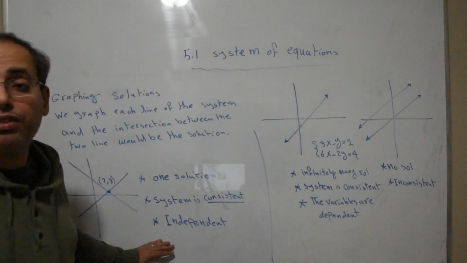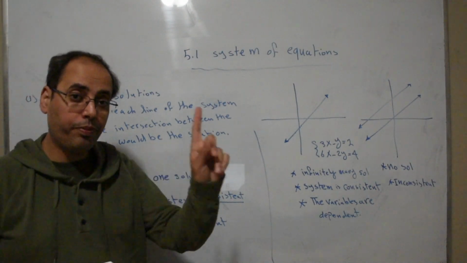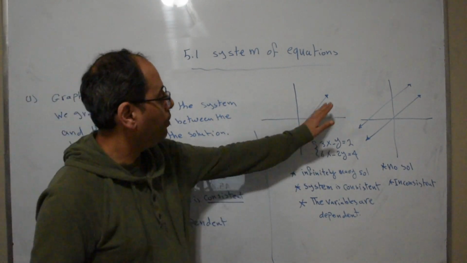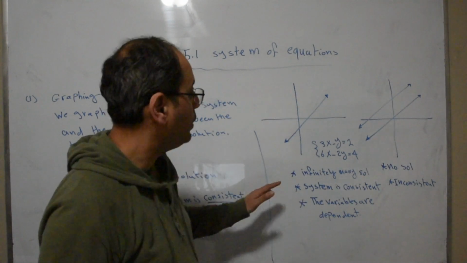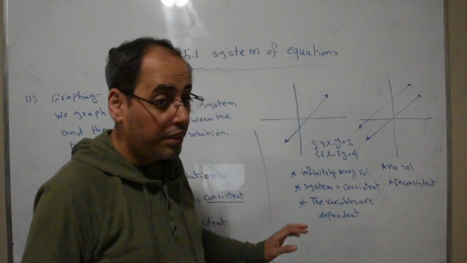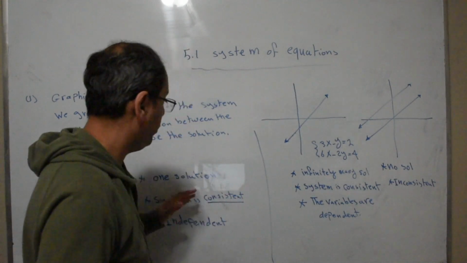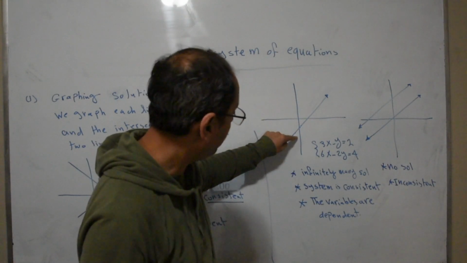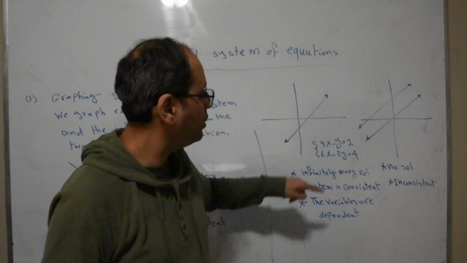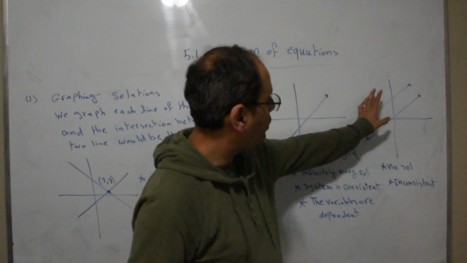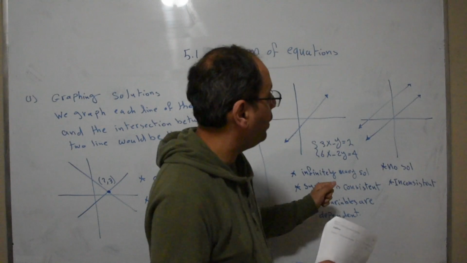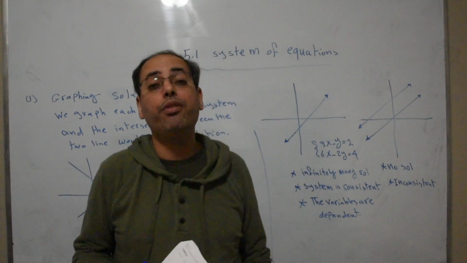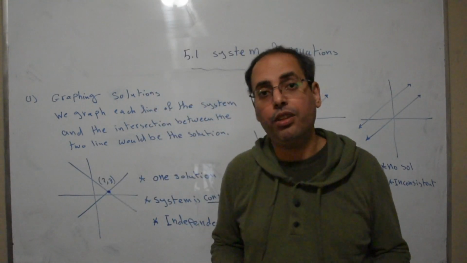Okay, I have three cases of the system. One solution: the system is consistent, and the variables are independent. Second, the two lines are overlapped, so I have infinitely many solutions. The system is consistent since I have solutions, and the variables are dependent because y depends on x. The third case is the two lines are parallel, and that means they never intersect, therefore they have no solution. Since I have no solution, the system is inconsistent.